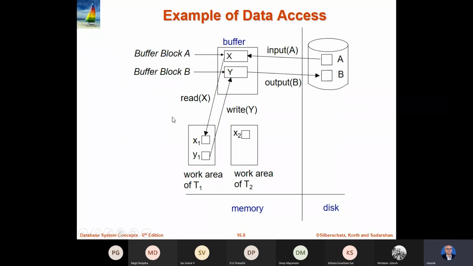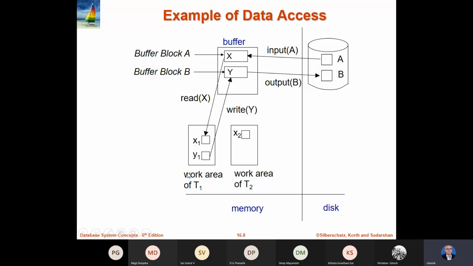On the other side, let us assume that in this buffer block A, there are many data items, because a buffer block could be of, say, 4 kilobyte size or something, depending on the size of the disk blocks. It will contain multiple data items. One of the data items is, say, X, which is in buffer block A, and in buffer block B there is a data item called Y. Now, consider this transaction T1 and a transaction T2. So this is the work area of T1, this is the work area of T2. The values of X and Y in the local areas of T1 and T2 we denote as X1, Y1 for T1 and X2 for T2. Okay, so that is the notation that we have here.